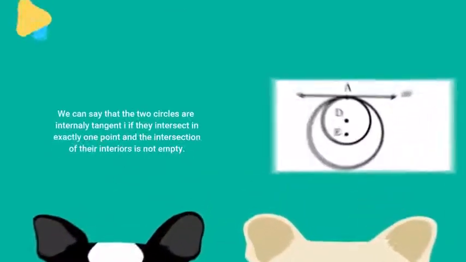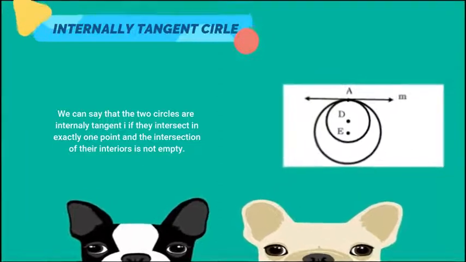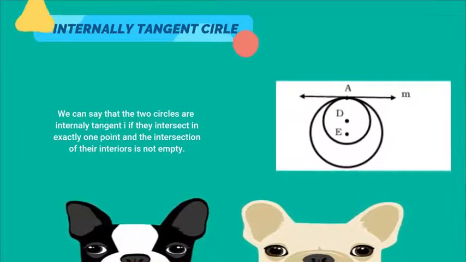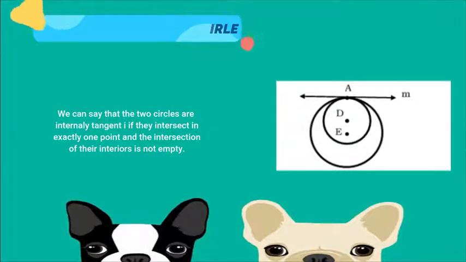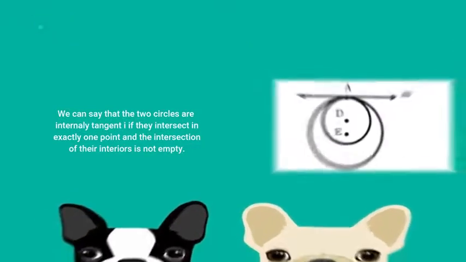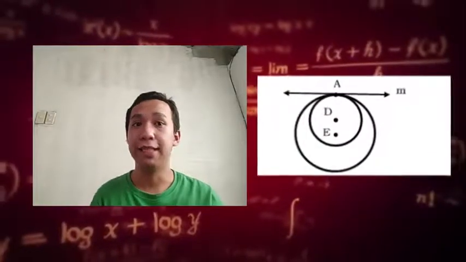There are also internally tangent circles. We can say that two circles are internally tangent if they intersect in exactly one point and the intersection of their interiors is not empty. Let's take this figure as an example.